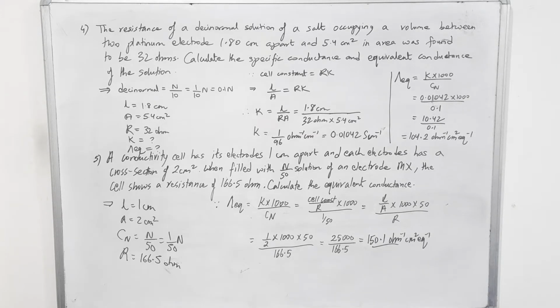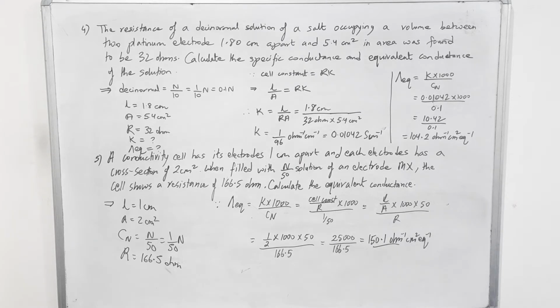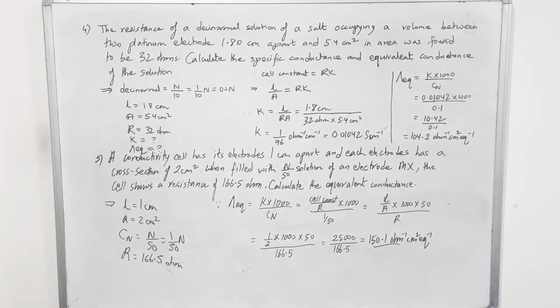You can go through the question. The resistance of a decinormal solution of a salt occupying a volume between two platinum electrodes 1.80 centimeter apart and 5.4 centimeter square in area was found to be 32 ohms. Calculate the specific conductance and equivalent conductance of the solution. Now let us see how to solve these, students.